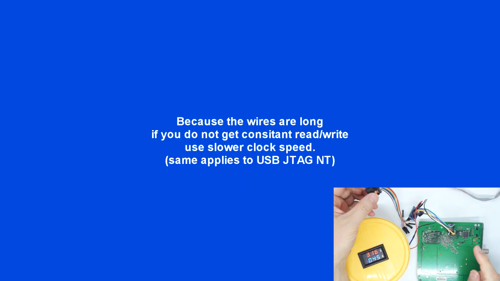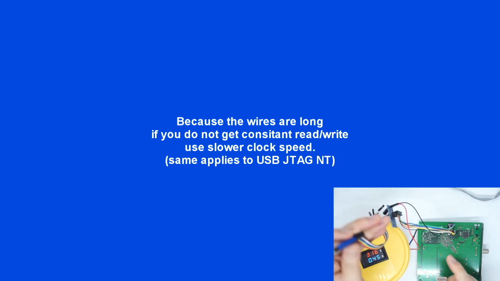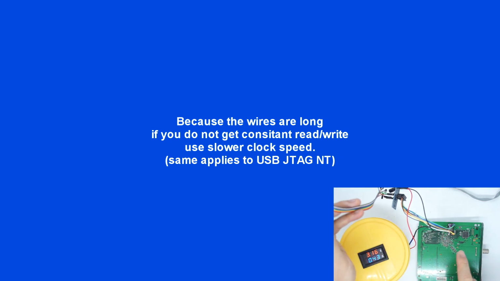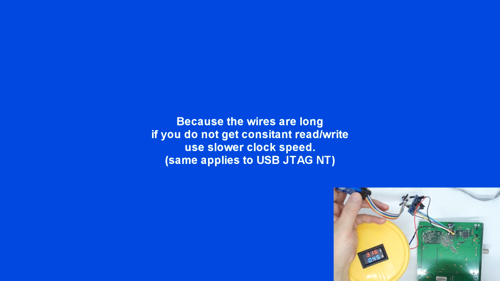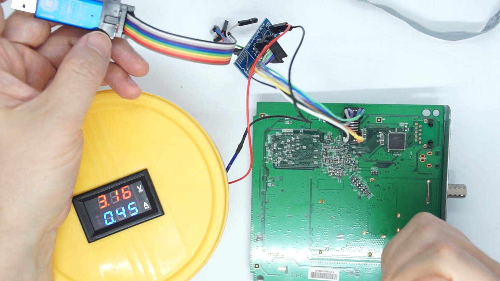Now, some people say in this case they have inconsistent read and flash. They fail to compare. The reason for that is because this wire is quite long, and our clock speed in this case is 18 meg by default, and it's too high. Sometimes if you find it inconsistent, then you need to adjust to a lower clock, like 9 meg or even lower, like 4.5 meg, to get a consistent read and write.